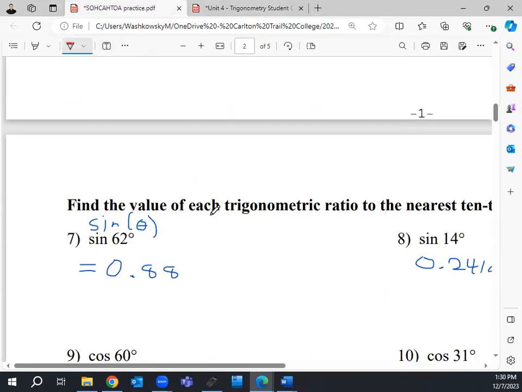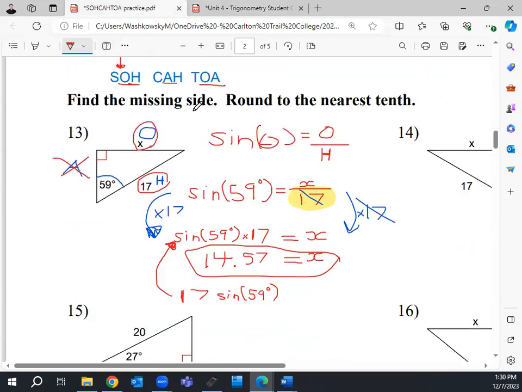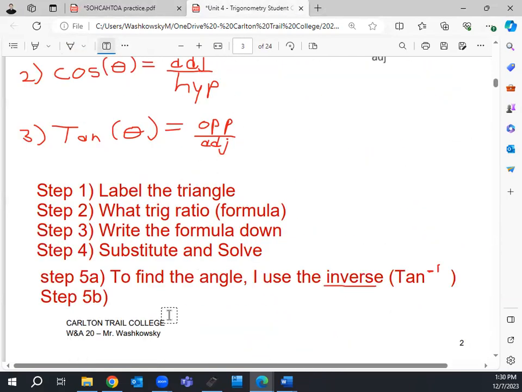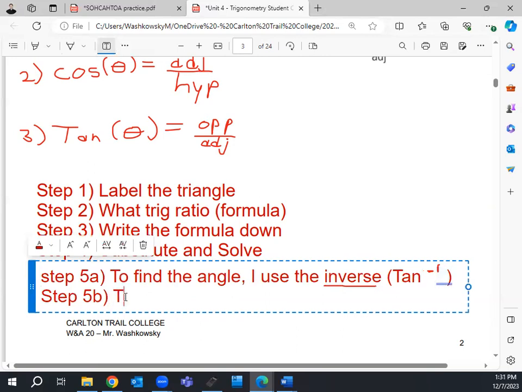But if I go back to what we just worked on, when I'm trying to find a side, to find a side, I do not use the inverse because I already know what the angle is. So I would just use regular good old-fashioned tan. Good old-fashioned tan.